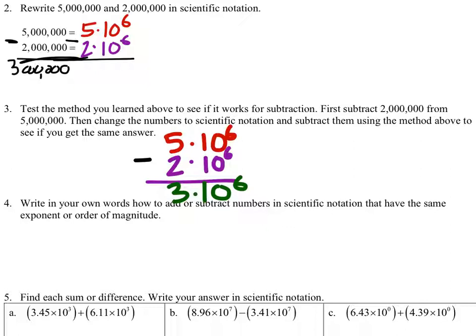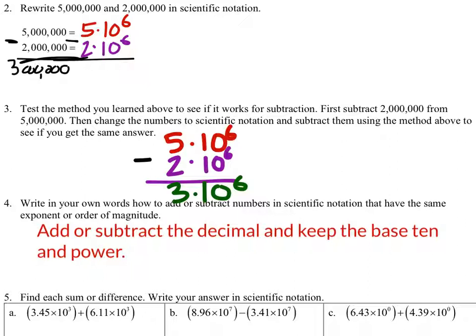Write in your own words how to add or subtract numbers in scientific notation that have the same exponent or order of magnitude. We would add or subtract the decimal and keep the base 10 and its power. But again, we're not so concerned about that method. In actuality, we're going to be changing these into standard form, doing the operation, and then changing it back into scientific notation.